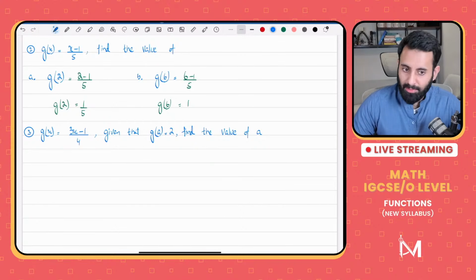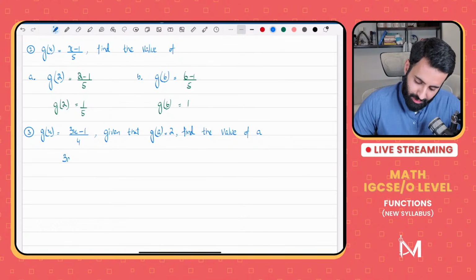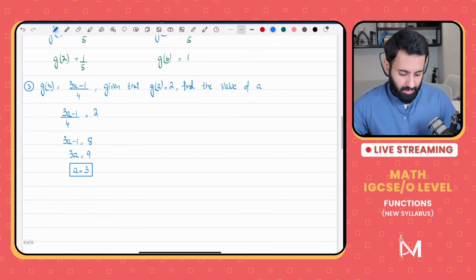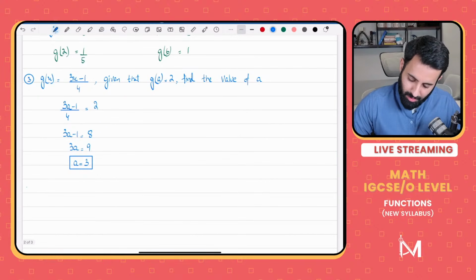Yeah, do that. a equals 3. Let's see if that's correct. (3a minus 1) upon 4 is equal to 2. So 3a minus 1 equals 4 times 2, which is 8. 3a equals 9, which means a equals 3. Okay. Good job, fellas. Now let's do another one.